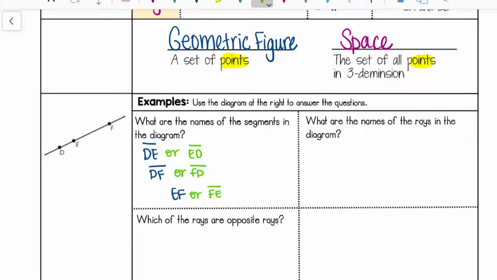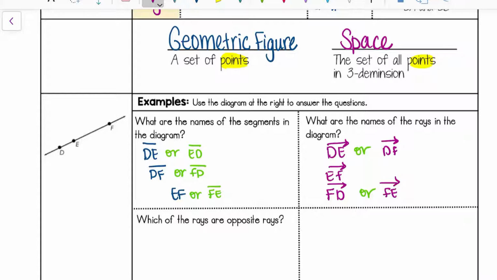Okay, what are the names of the rays in the diagram? Well, we have ray DE, which is the same thing as ray DF. We also have ray EF, and we have ray FD, which is the same thing as ray FE.